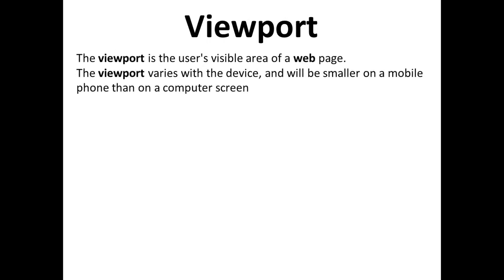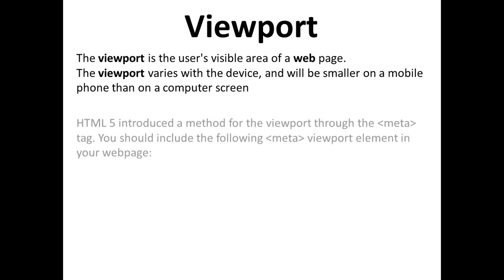Now, let's go to the viewport. What is the viewport? The viewport is the user's visible area of the web page. Basically, a viewport is the whole web page. Okay, it varies with the device and will be smaller on a mobile phone than on a computer screen. Obviously, the smaller the screen, the smaller the viewport. Okay, but again, the viewport is what you can see in the web page.